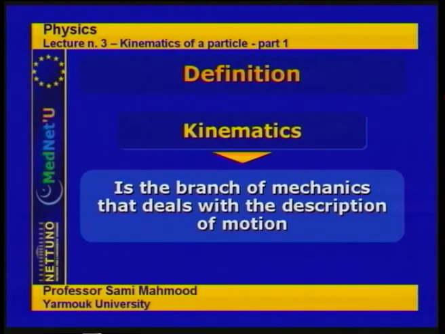So, what is the definition of this branch of science that deals with the description of motion? If we are involved only in the description of such motions, then we are talking about what we call kinematics. Kinematics is the branch of science that deals with only the classification and description of the motion.